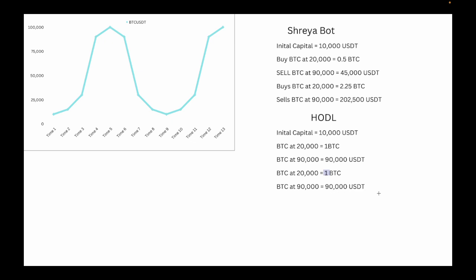Okay, if the graph continues sideways, you're actually just going to be static. Okay, and you're going to have just 1 BTC in your wallet, while the amount of BTC in Shreya bot strategy actually increases. Right, so that's how Shreya bot works.